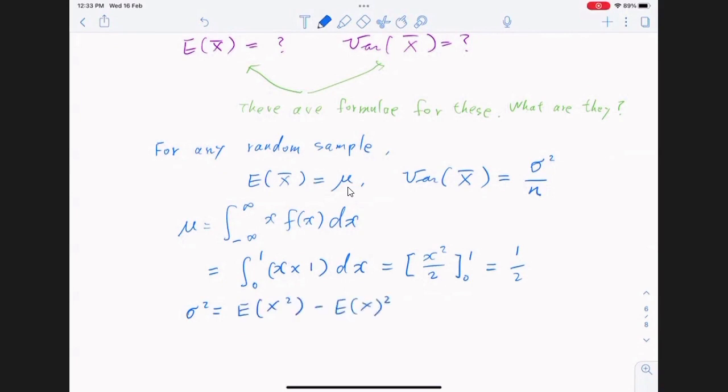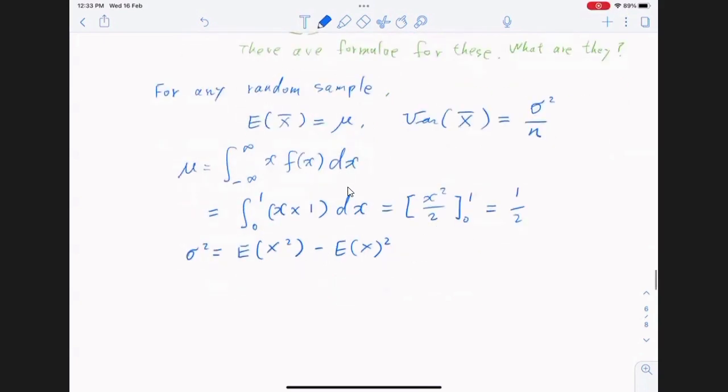If you are given the population probability density and asked to find the population variance, we usually use this formula. First, find the expectation of the square of S, then minus the square of the expectation of S. This is the general formula for finding the population variance.